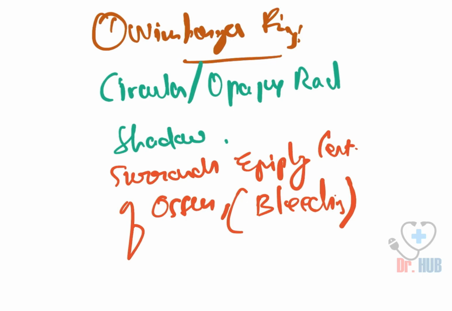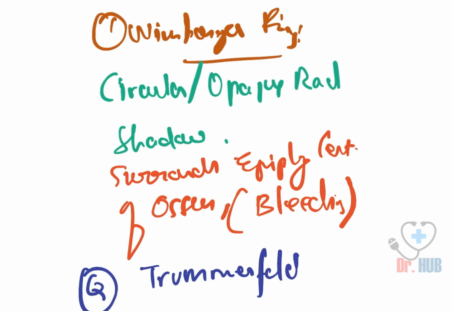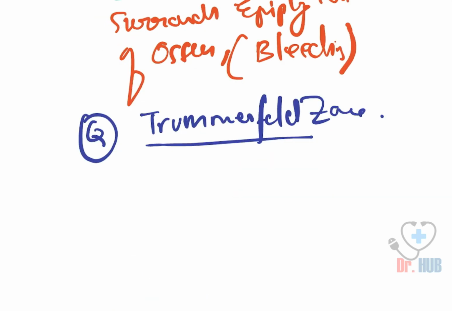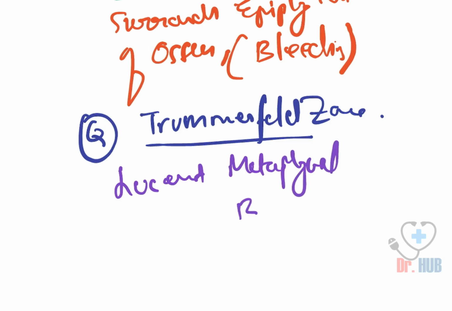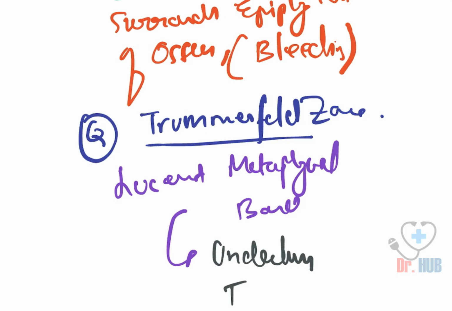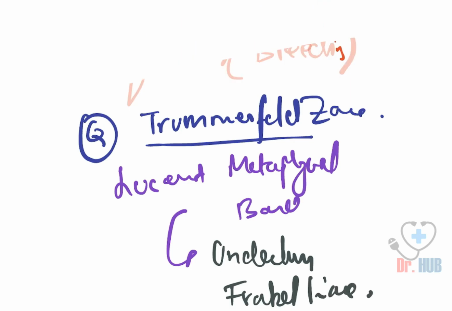Next, we move on to the next question, what is the Trummerfeld zone? The Trummerfeld zone is a lucent metaphyseal band, and it underlies the Frenkel line.